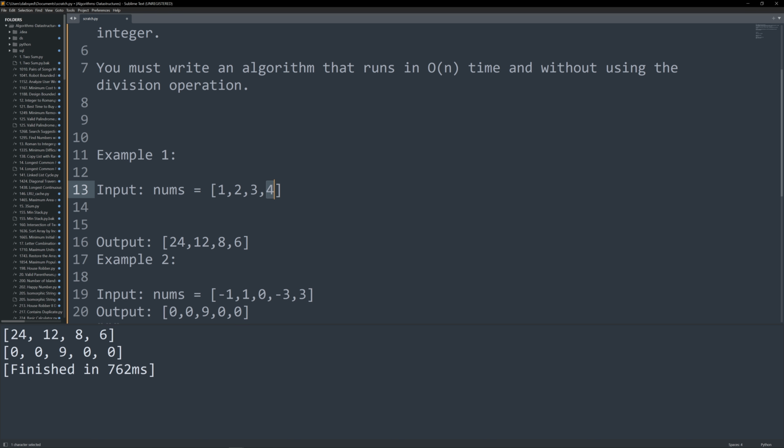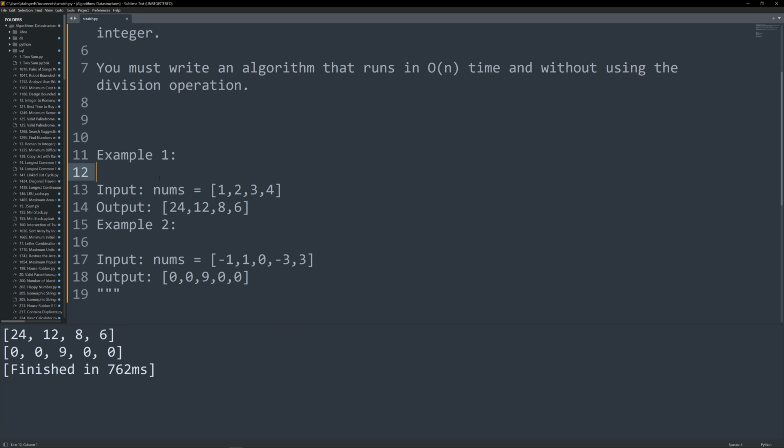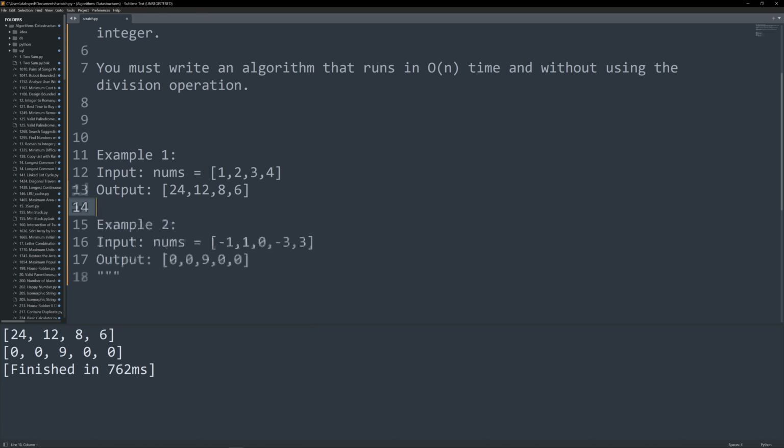So at the first position we are supposed to get the product of the other 3 elements, and at the index equal to 1 you are supposed to get the product of the other elements, which is 1 into 3 into 4, basically 12. At index 2 you are supposed to get 1 into 2 into 4, which is 8, and at index 3 you are supposed to get 1 into 2 into 3, which is 6. But here we have already mentioned that you cannot use the division operation, so that simple algorithm cannot be used over here.